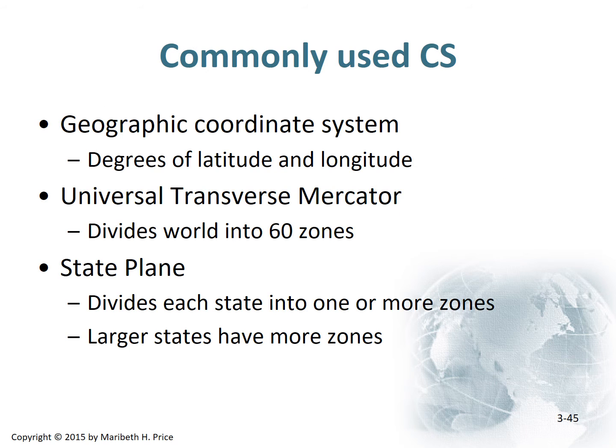Common projection systems. Most common ones are the geographic coordinate system, which is typically degrees of longitude and latitude, and that is because that's the way a lot of data is delivered. UTM is also a very popular one. It divides the world into 60 zones. The state plane divides each state into one or more zones. Larger states tend to have more, and those are the three most common systems that you'll deal with.